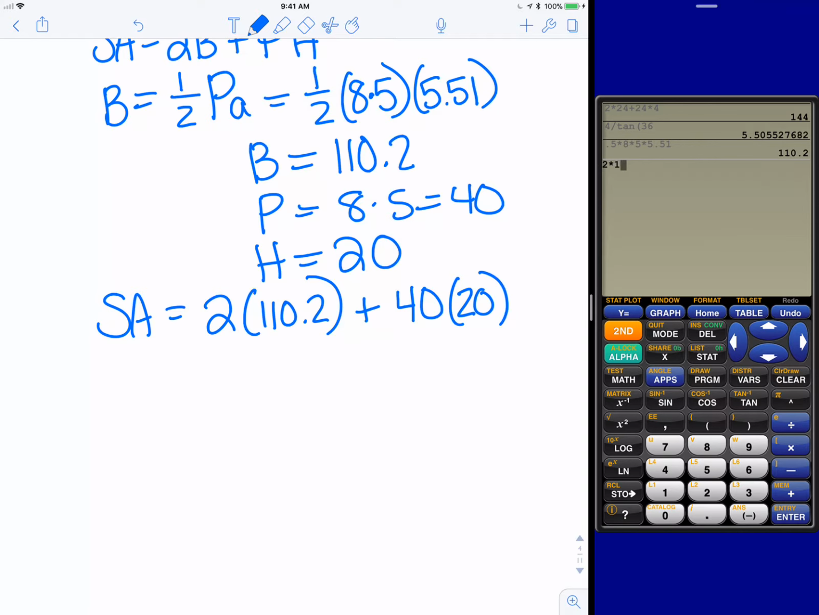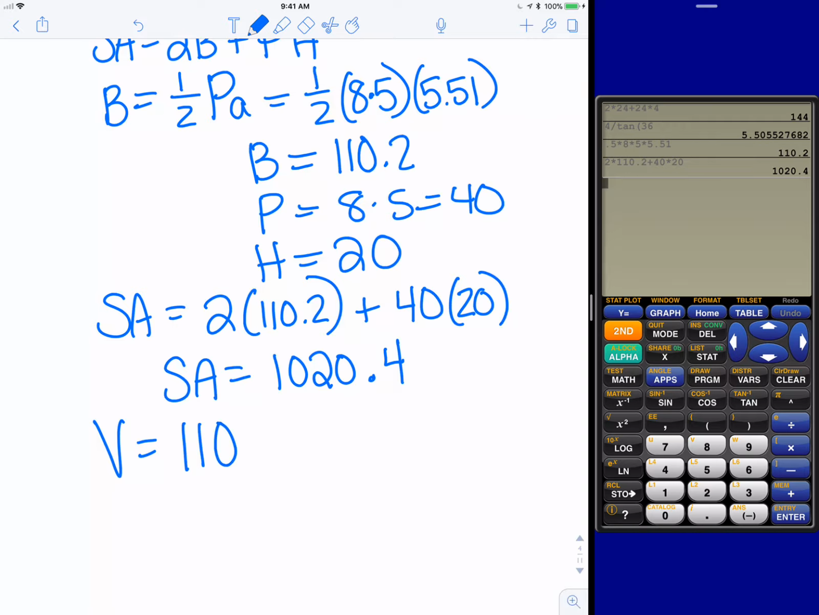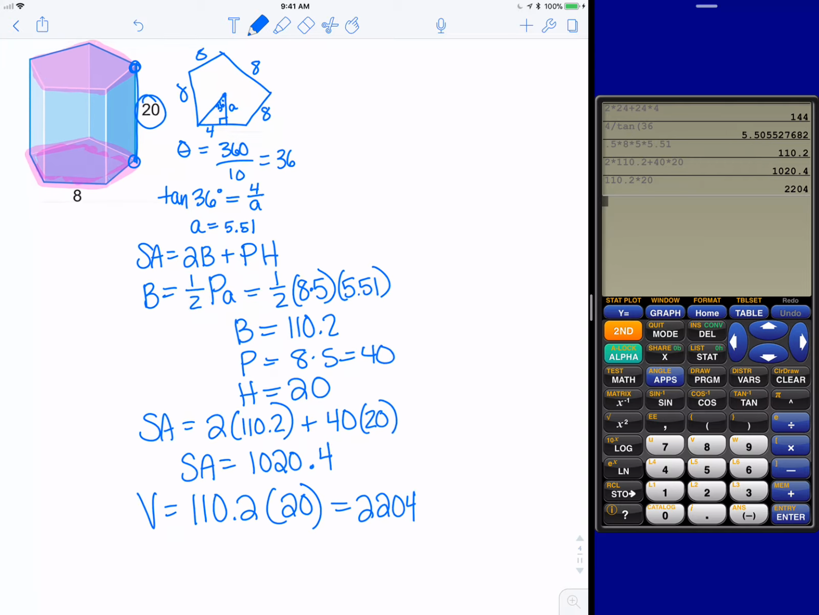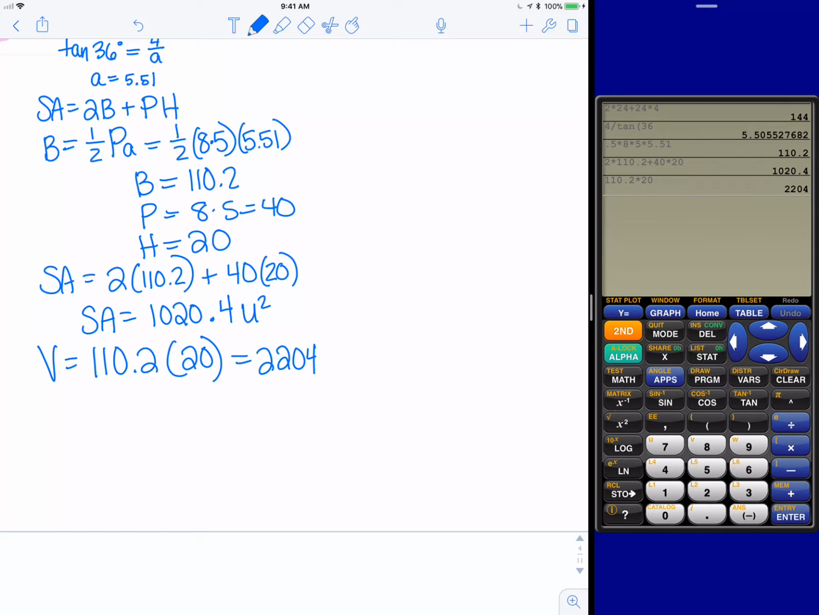So 2 times 110.2 added to 40 times 20 will give us a surface area of 1020.4. Volume is area of the base face, 110.2, times the height, and that's 20. So 110.2 times the height gives us a volume of 2,204. And there were no units given, so we'll just say units squared and units cubed on our two answers.